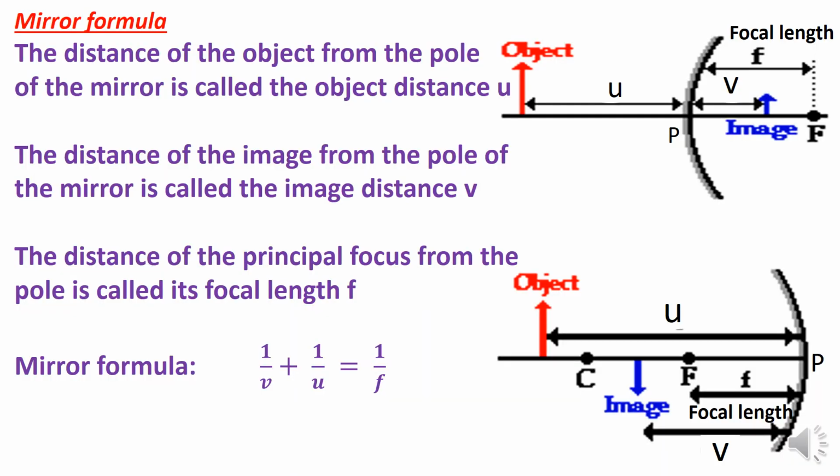Now we are going to discuss the mirror formula for spherical mirrors. The distance of the object from the pole of the mirror is called the object distance, represented by the letter u. The distance of the image from the pole of the mirror is called the image distance, represented by the letter v. The distance of the principal focus from the pole of the mirror is called its focal length, represented by the small letter f. Mirror formula is given by 1/v + 1/u = 1/f.